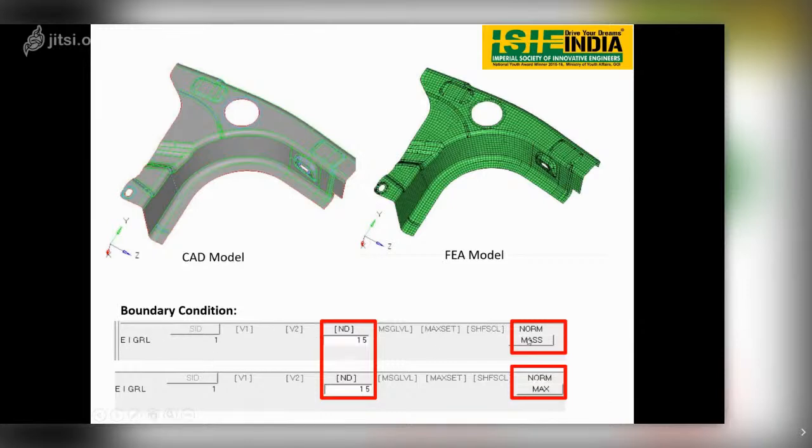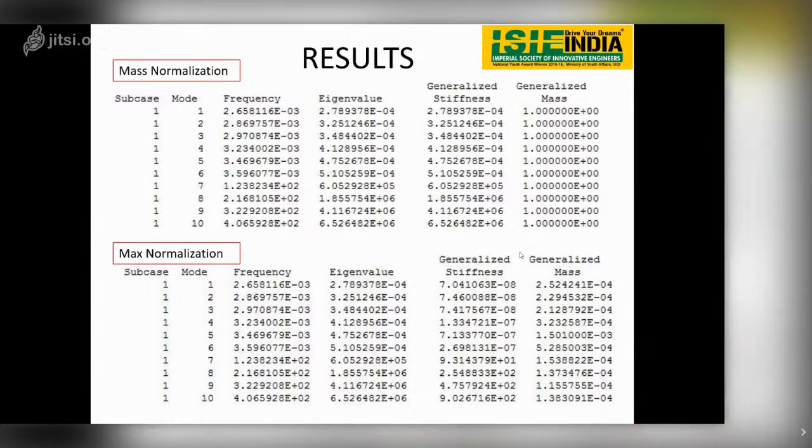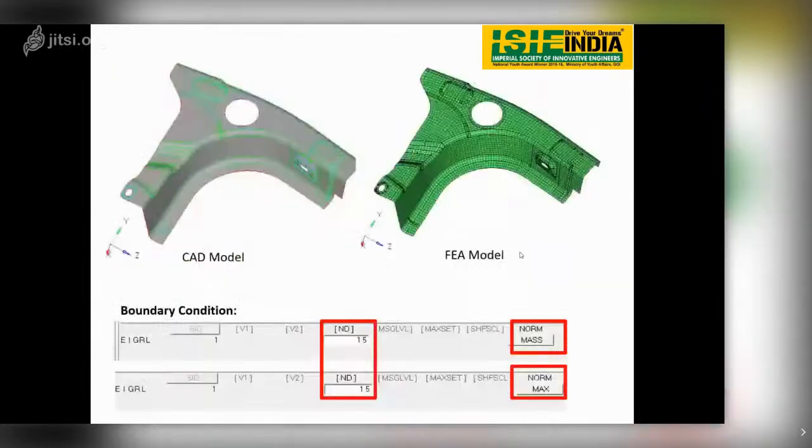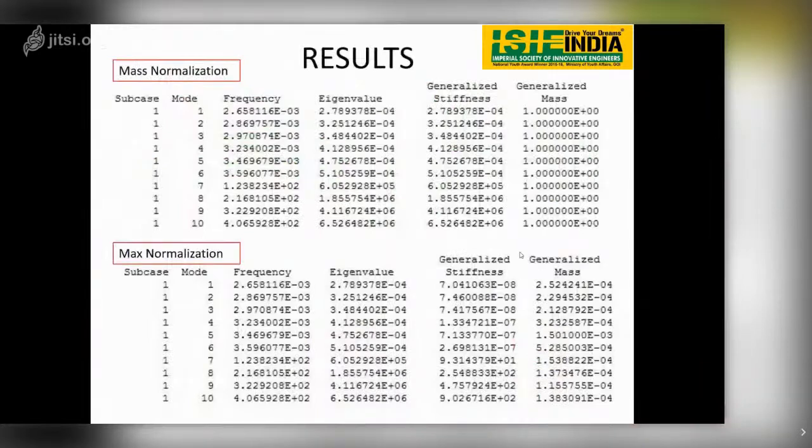Here we have an option called normalization, where we have mass normalization and max normalization. It doesn't make much difference to the analysis, but based on the normalization, the post-processing becomes easy, and it becomes easy to interpret the result. So when we solve it in the software, we get the answer like this. I have solved it here by both methods, mass normalization as well as max normalization.